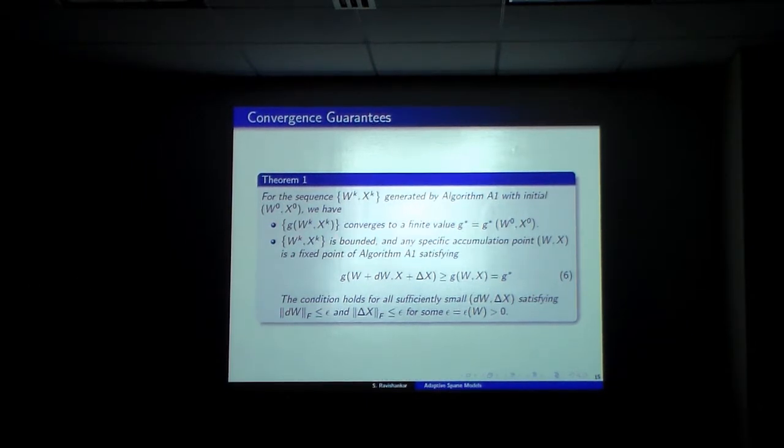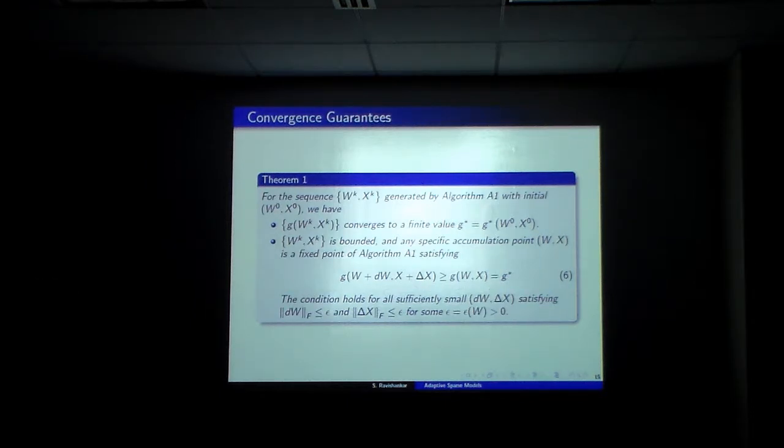Okay, so what can we say about the sequence of iterates generated by this alternating minimization algorithm? Number one, it's fairly trivial to say that g of w_k x_k, this is the sequence of objective function values, where w_k x_k are the iterates in this alternating minimization algorithm, converges monotonically to some finite value. This is very trivial. And what happens to the iterates, w_k x_k?